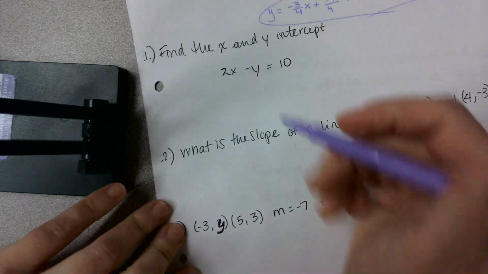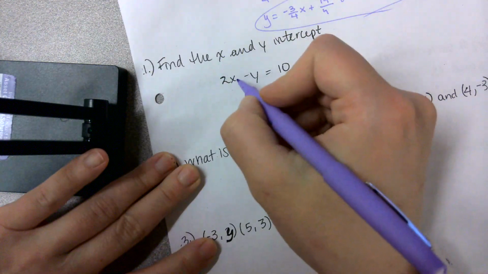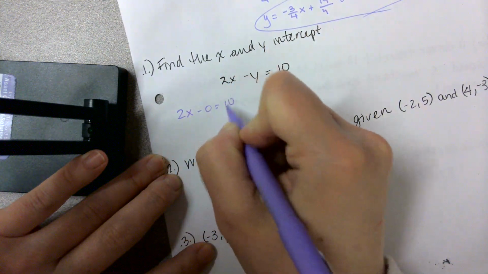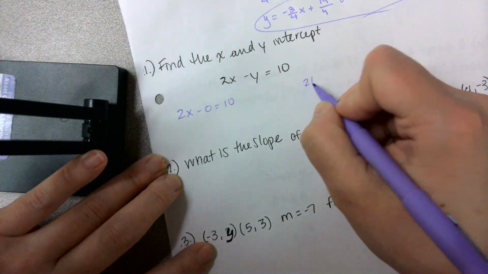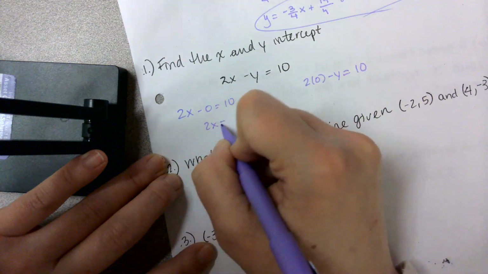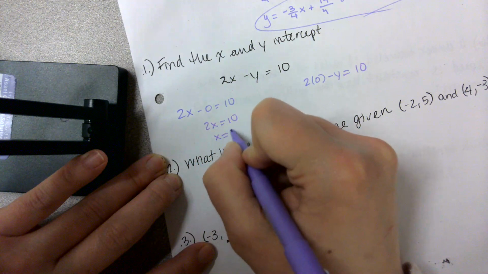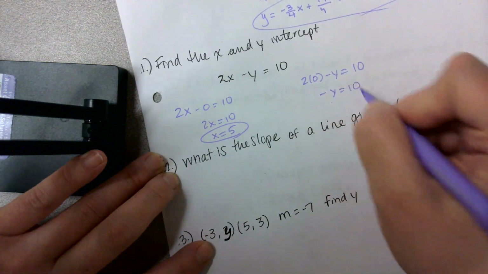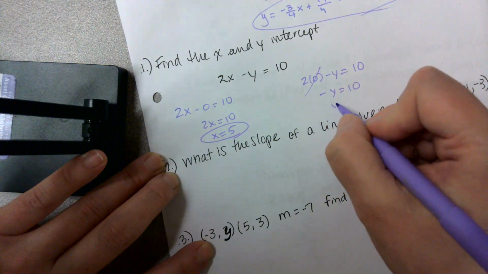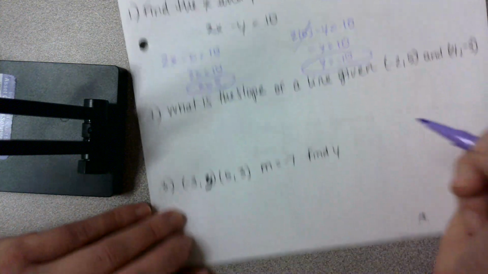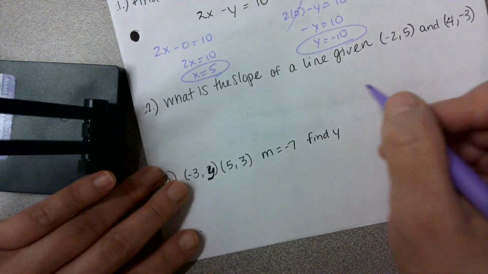Find the x and y intercept. To find the x-intercept, you substitute 0 in for y. To find the y-intercept, you plug 0 in for x. Divide by negative 1.